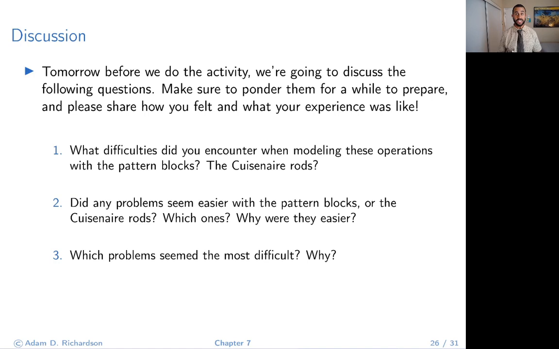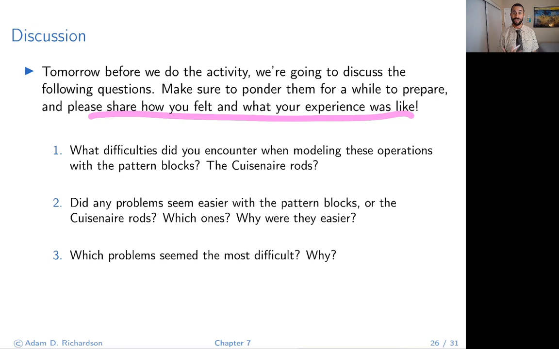Before we do the activity, we're going to discuss the following questions. So make sure to ponder them for a while and to prepare. Share how you felt and what that experience was like when you were working with the Cuisenaire rods and the pattern blocks. I'm sure that some of it was really easy, some of it was really hard, some of it was fun, some of it was aggravating. Share all those. We would love to hear those emotions and that experience. It's really edifying for all of us to know what people go through using these things.